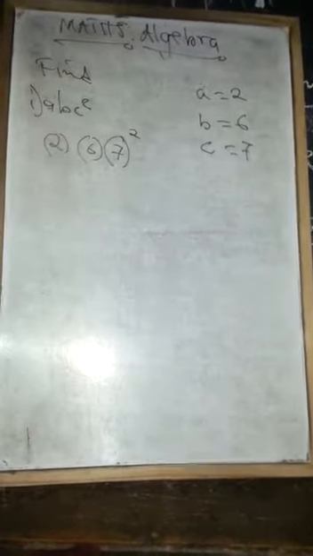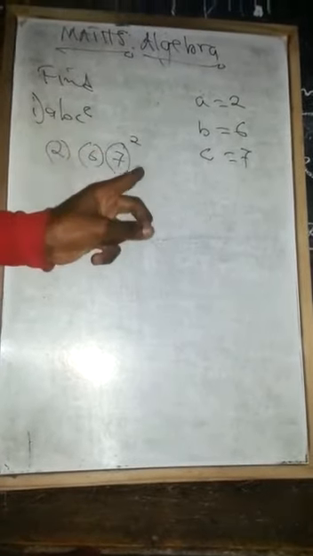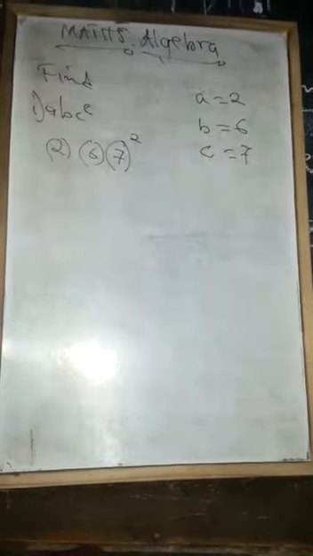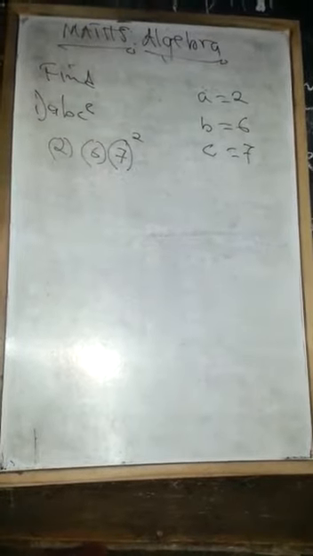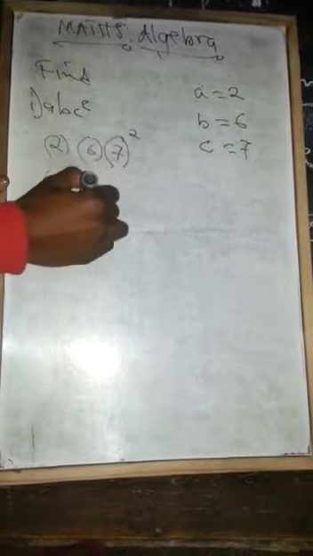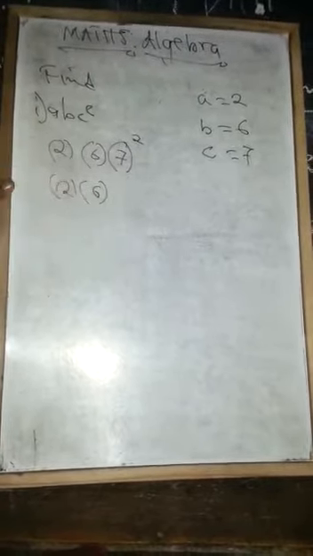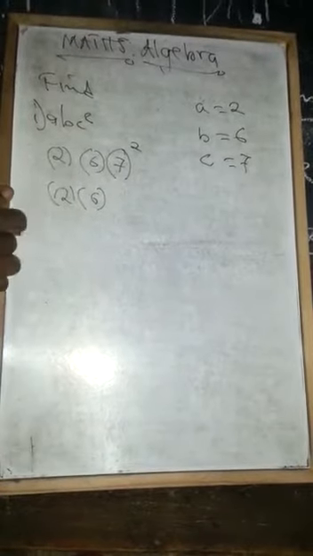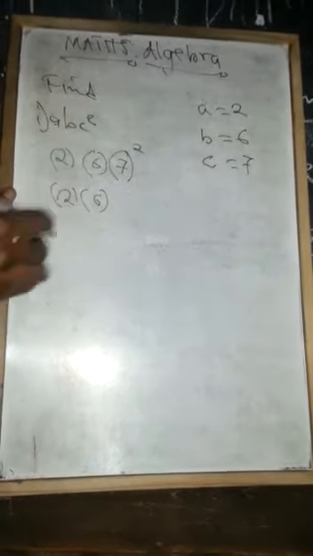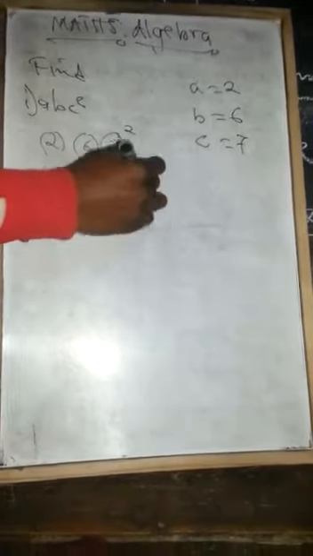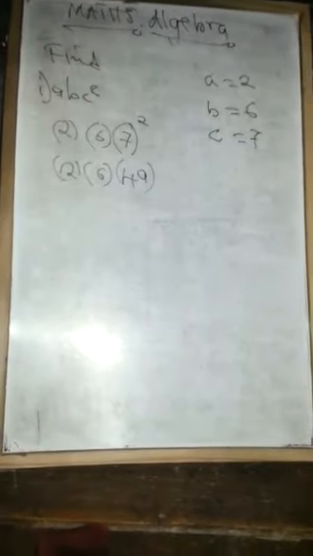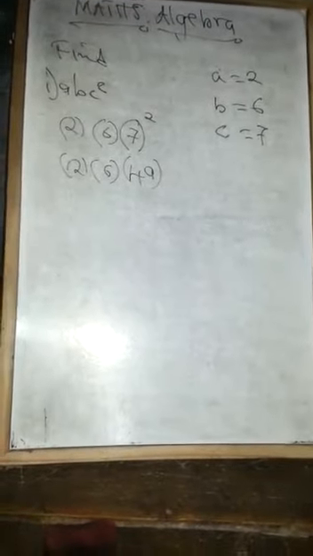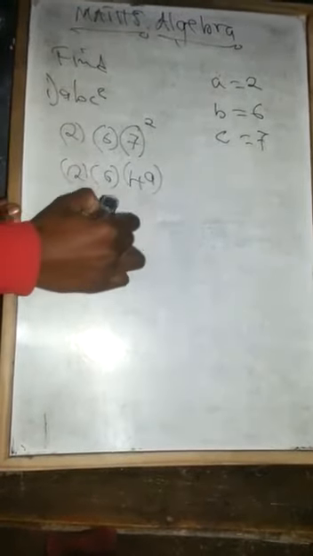As you can see in this expression, we have a power. We're supposed to eliminate the power. How do you eliminate the power? You can say 2 in brackets, open the brackets, you have 6. What is 7 times 7? 49. What is 2 times 6? 12.